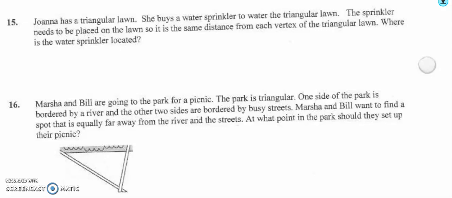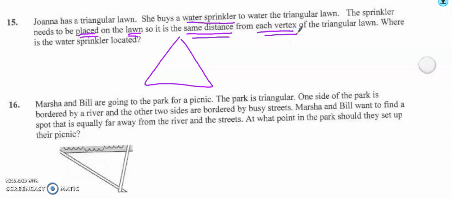It says Joanna has a triangular lawn. She buys a water sprinkler. So here's her lawn. It's a triangle. I don't know who has triangular lawns. But anyway, she buys a water sprinkler. If you were here in class, I'd do the water sprinkler dance, but you're not here. Okay, she buys a water sprinkler to water the triangular lawn. The sprinkler needs to be placed on the lawn so it is the same distance from the vertices.